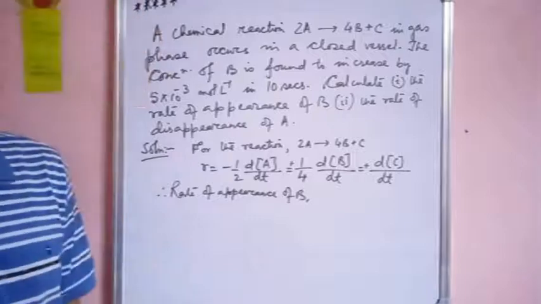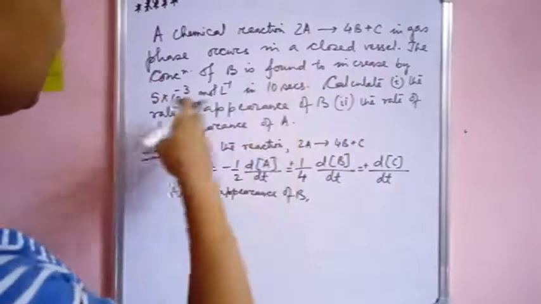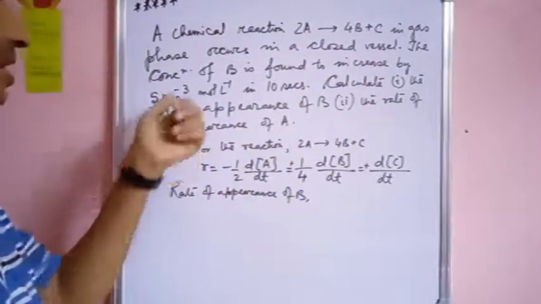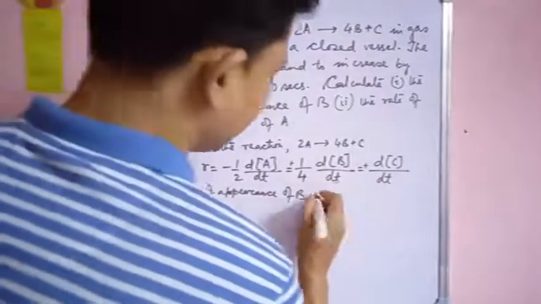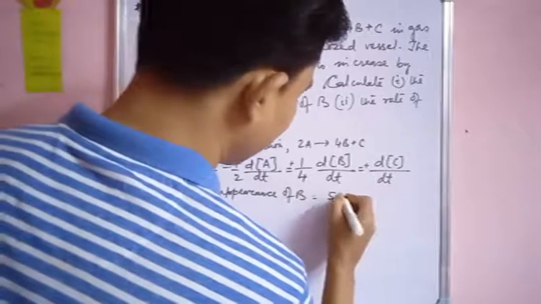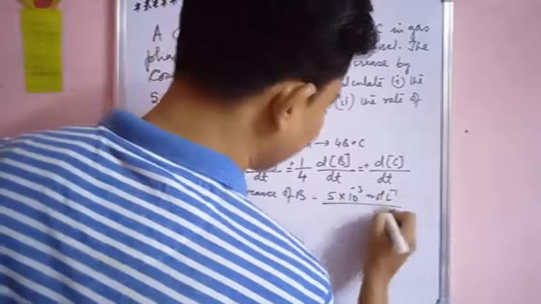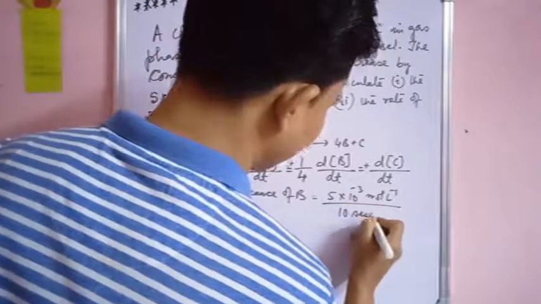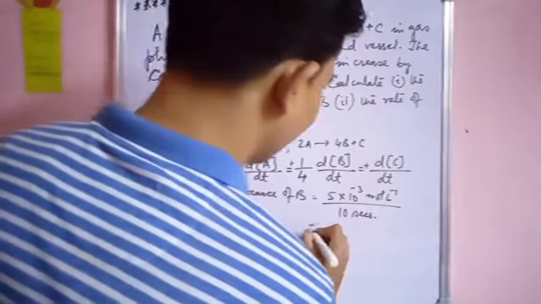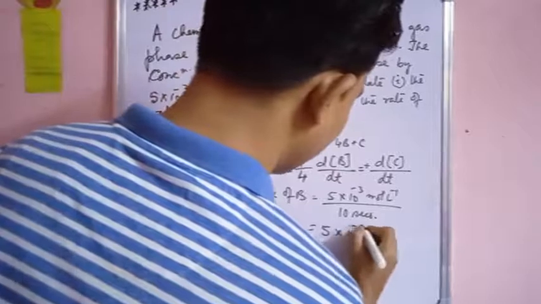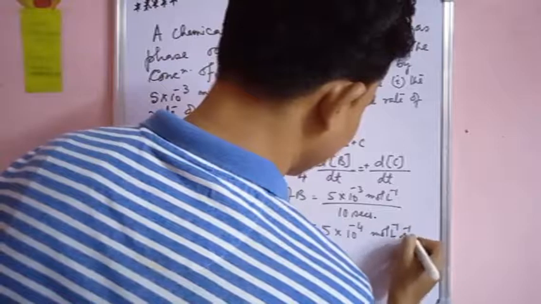Rate of appearance of B: it is said that the concentration of B is found to increase by 5 into 10 to the power minus 3 mole per liter in 10 seconds. So rate of appearance of B is equal to 5 into 10 to the power minus 3 mole per liter divided by 10 seconds, which is equal to 5 into 10 to the power minus 4 mole per liter per second. Okay, right?